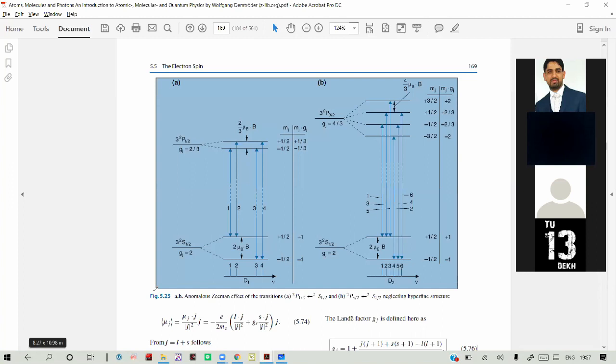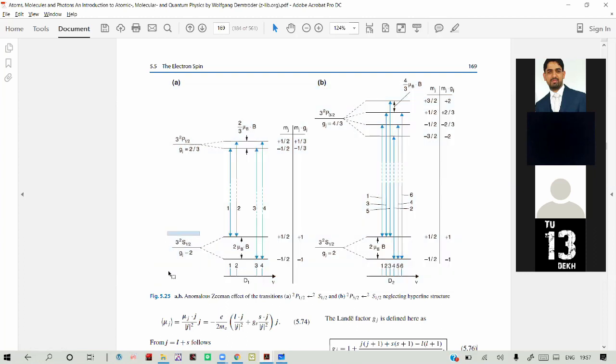For this case, this is not equally spaced. That is the main difference between the normal and the anomalous. Yes, sir. So that is how we differentiate normal and anomalous. Here delta E1, that is for J equal to L plus half, and delta E2 for J equal to L minus half, are not equal.